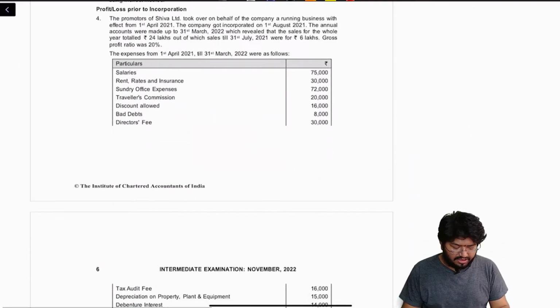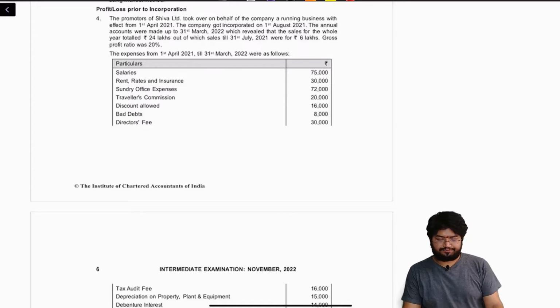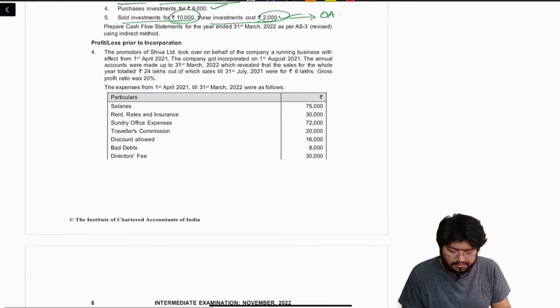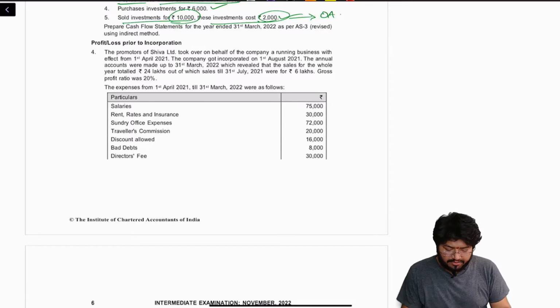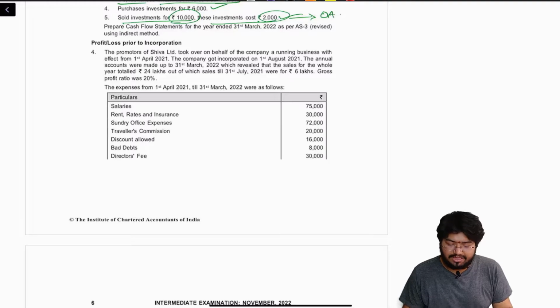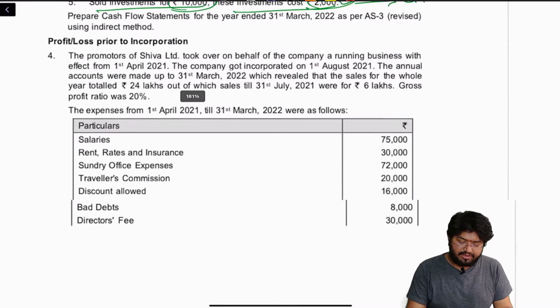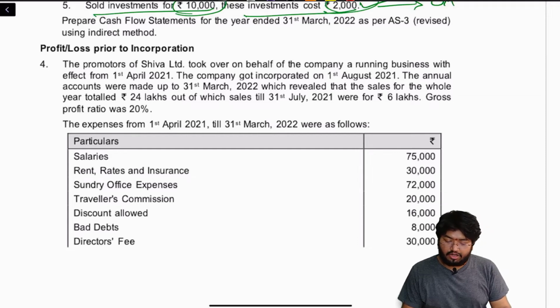Let's move to next question, a very simple question. Profit or loss prior to incorporation. The promoters of Shiva Limited took over on behalf of the company a running business with effect from 1st April 21. The company got incorporated on 1st August 21. The annual accounts were made up to 31st March 22, which revealed that the sales for the whole year totaled 24 lakhs, out of which sales till 31st July 21 were for 6 lakhs. Gross profit ratio was 20%.